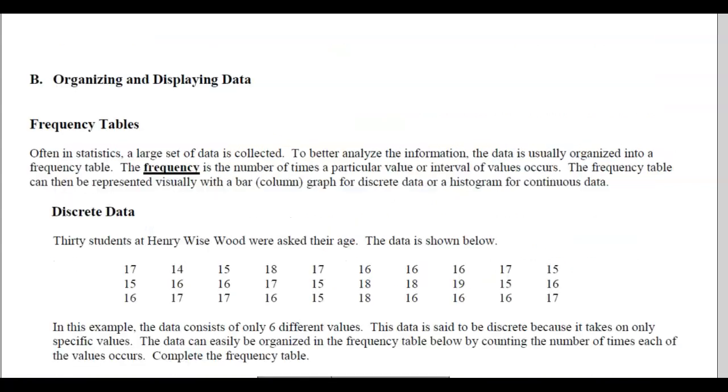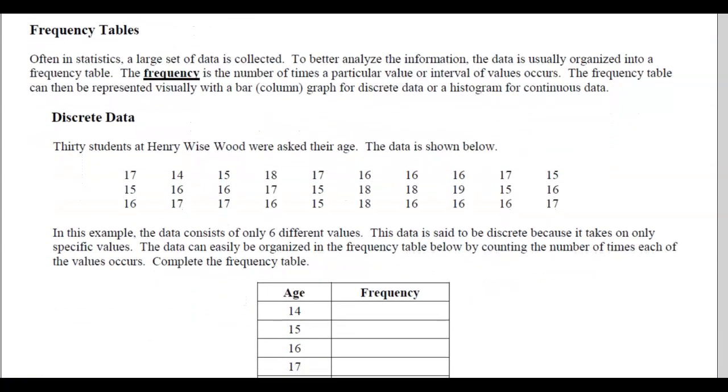All right, so those are the types. Now organizing and displaying. The first thing is a frequency table. You're usually going to have large sets of data and you want to collate and summarize them a little bit easier. So to better analyze the data, it is usually organized in a frequency table. The frequency is the number of times a particular value or interval of values occurs.